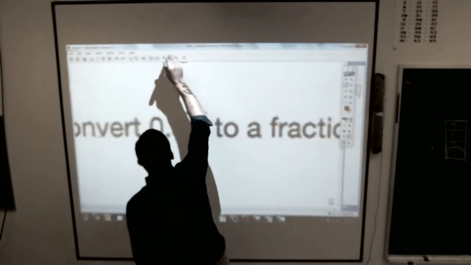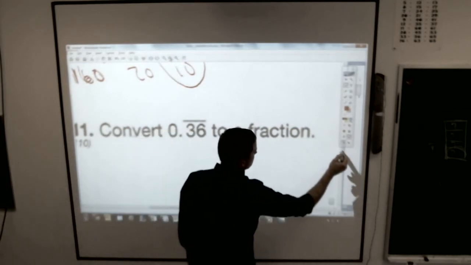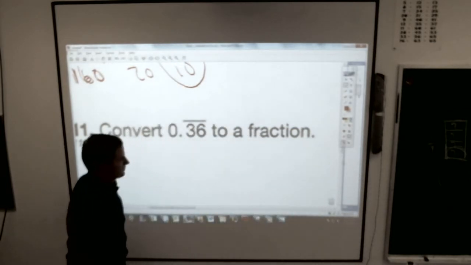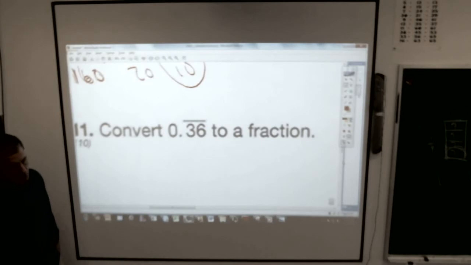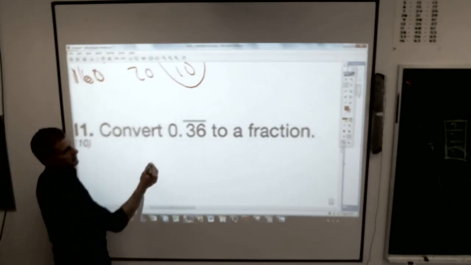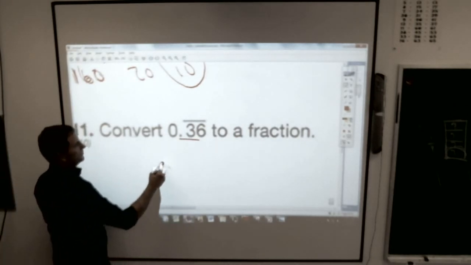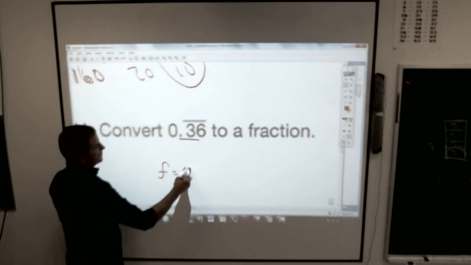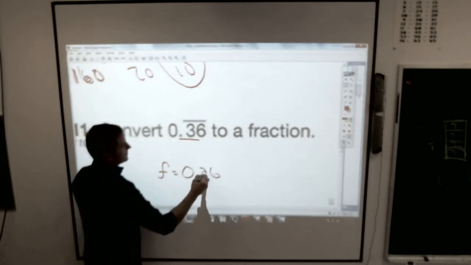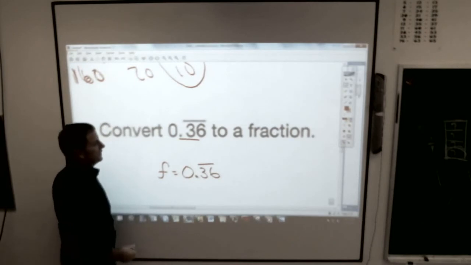Okay. I kinda like these. Anybody else kinda like these? No. If you follow the steps, they're really not too terribly bad. Step number 1 is set an f equal to that. So f equals 0.36. Both 3 and 6 repeat.